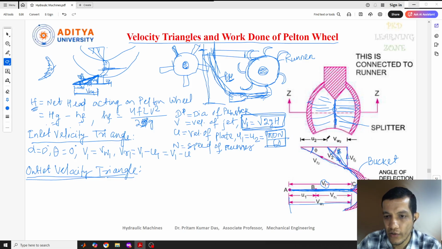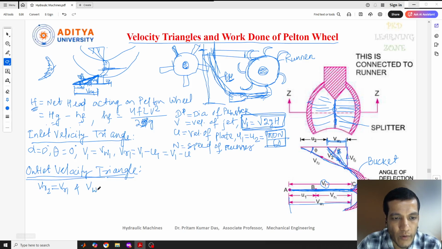Similarly here also we can write V2, with VW2 as a component of V2, and similarly this one is the component of VR2. Anyway, I'll write some notations. In the velocity triangle at the outlet condition, we can write VR2 equal to VR1: the relative velocity at the inlet condition equals the relative velocity at the outlet condition.